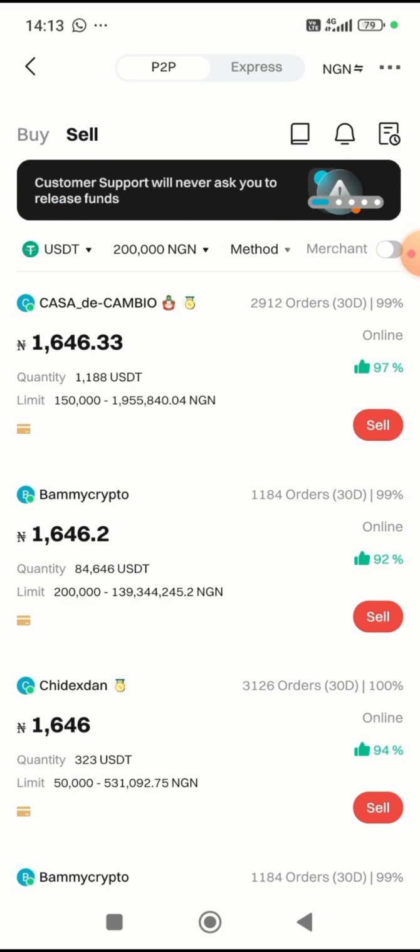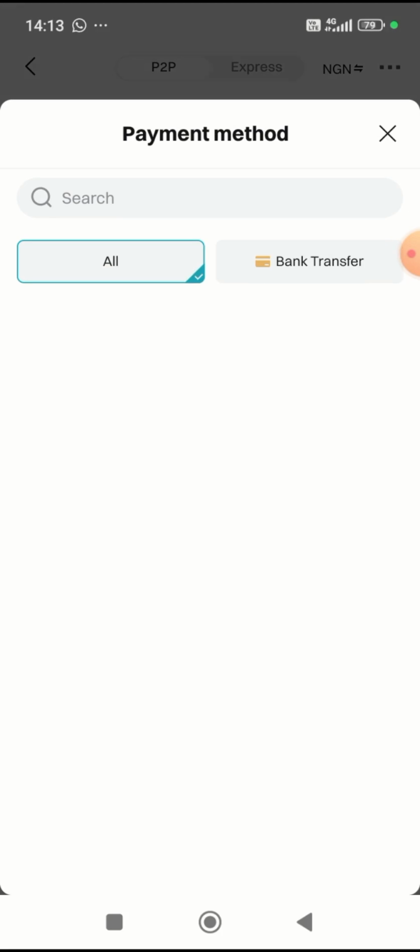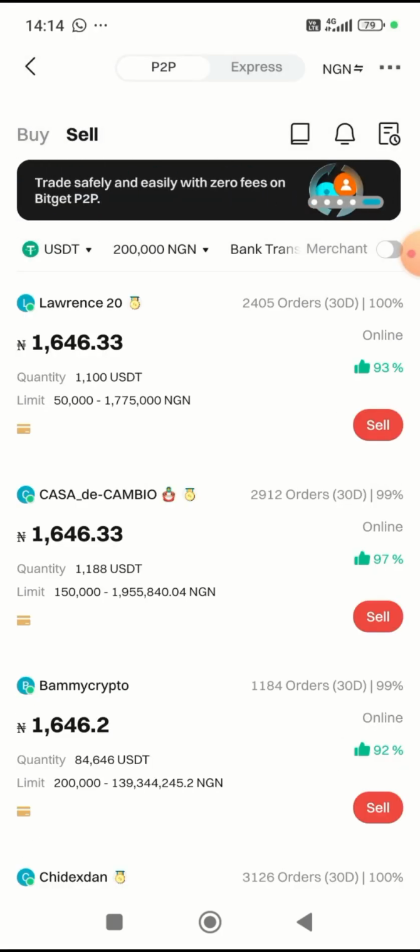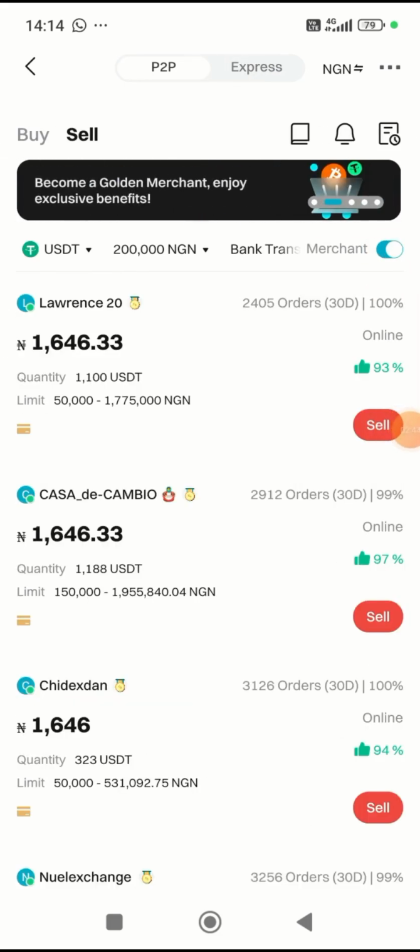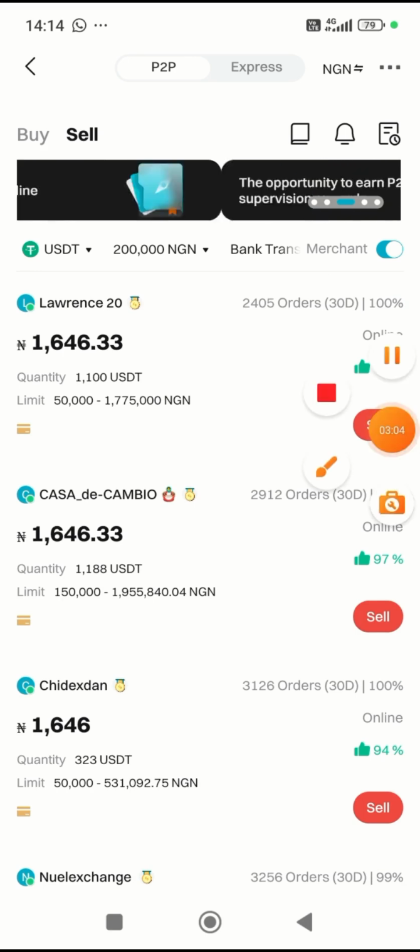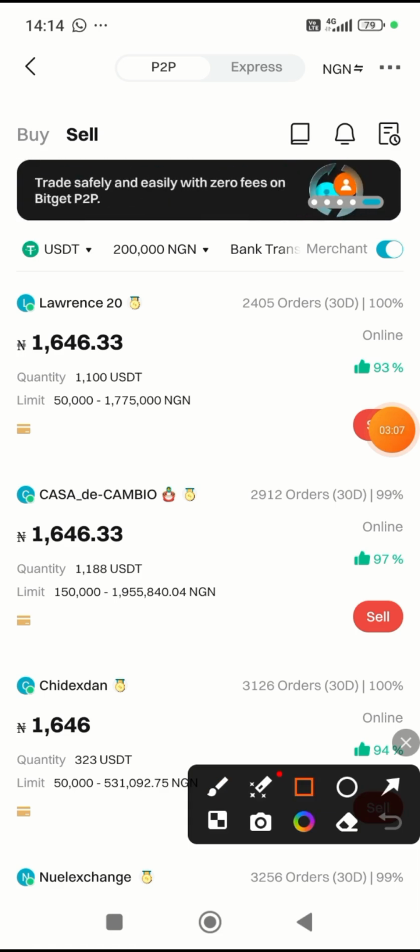So the next one, let's look at the payment method. I always tell you, always pick bank transfer. Don't leave it at select all. Always tap on bank transfer. The next thing we want to do is tick the option to sell only to merchants on the Bitget exchange. And mind you, I told you I select this one to be in Naira. And the next thing you need to do, which if you do, you are 90% sure you are selling to a legit buyer who is a merchant in P2P, is to look at their order rate.